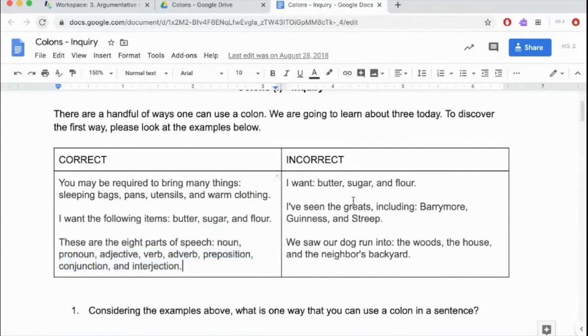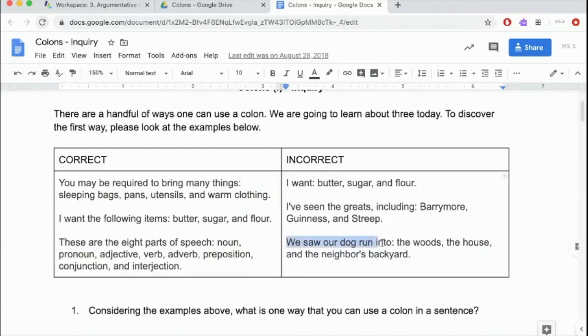But let's look at the incorrect column. How could you introduce a list incorrectly? I want: butter, sugar, and flour. I've seen the greats, including: Barrymore, Guinness, and Streep. We saw our dog run into: the woods, the house, and the neighbor's backyard. So just by looking at it, in every single one of these, I have a colon followed by a list. So if what comes after the colon is the same, just a list of things, maybe it's what comes before the colon. So let's look at that.